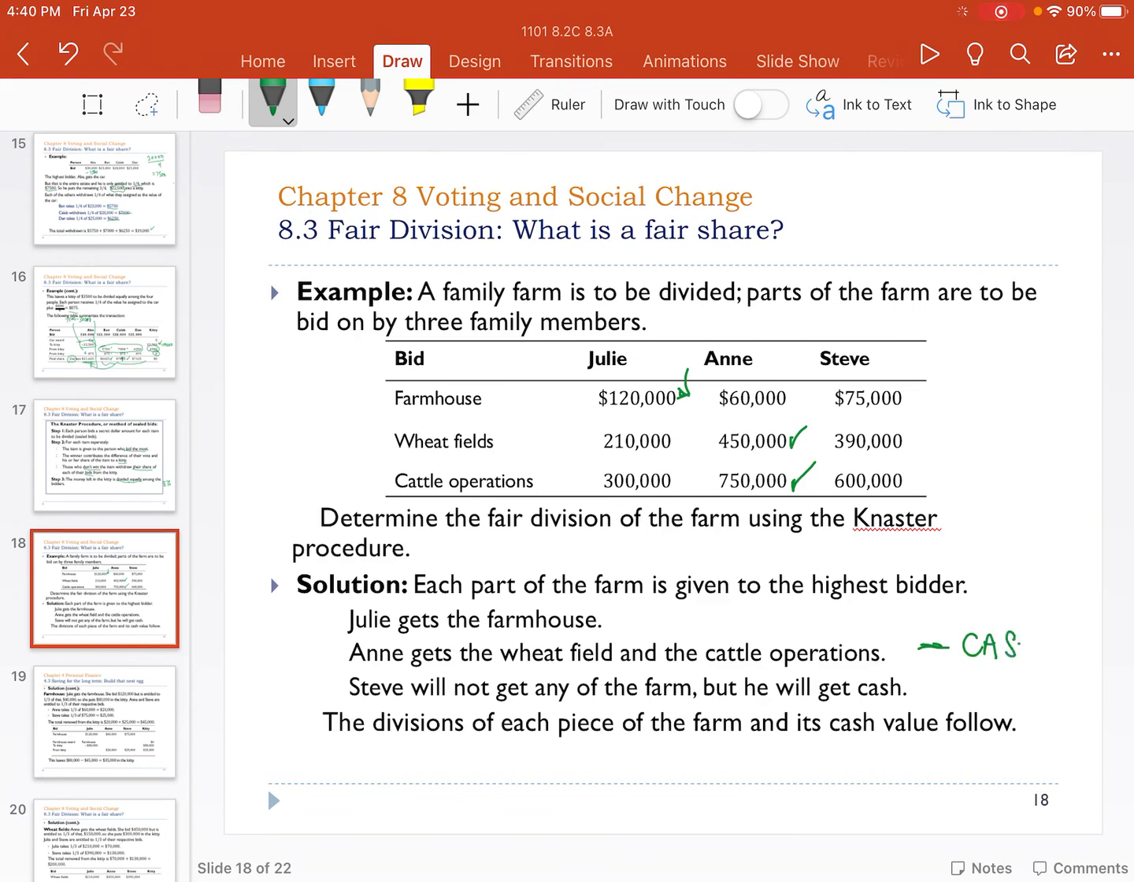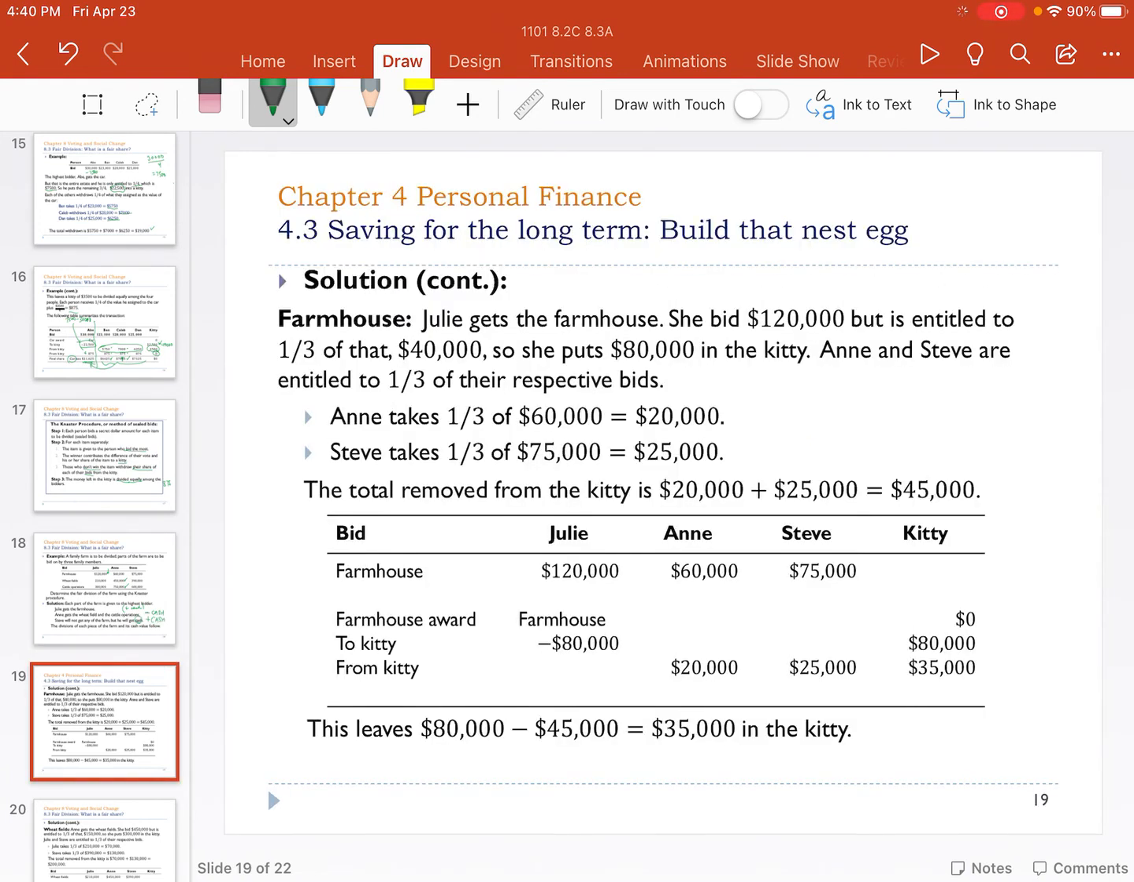Well, anyway, Julie gets the farmhouse, Ann gets the wheat field and cattle operations, as we just said. And Steve will not get any of the farm, but he will get cash. And what they're not saying here is that Ann will be spending a lot of cash. And it looks like Julie will get a little bit of cash. I'll write that in small letters. And Steve will get lots of cash. They even say it right there.